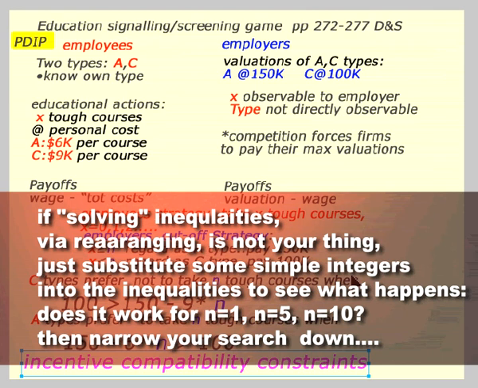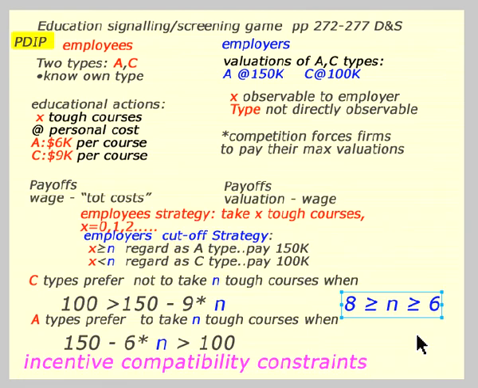Well, if you play around with these inequalities, you can come up with a relationship that says, to satisfy these two inequalities, we have to have n less than or equal to 8 and greater than or equal to 6. So let's take the bottom end, n equals 6. 9 times 6 is 54, so 150 minus 54 is going to be less than 100. So that'll make the challenged types prefer not to take the tough courses. They'll get employed at the lower wage of 100K because they don't take any courses.